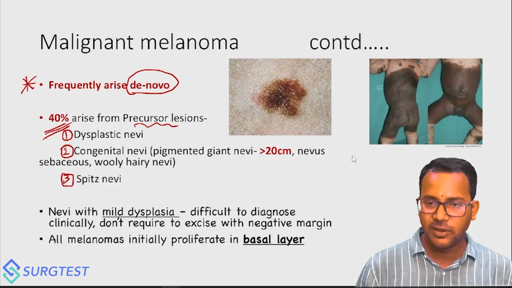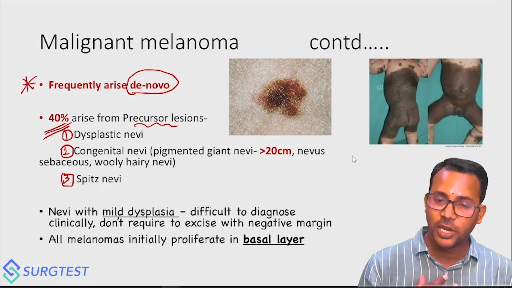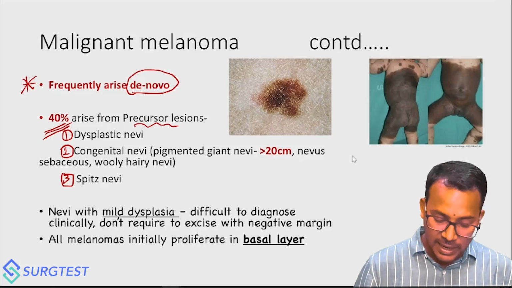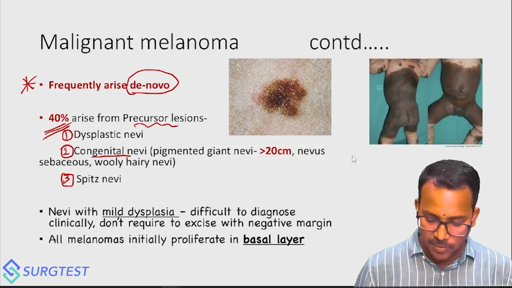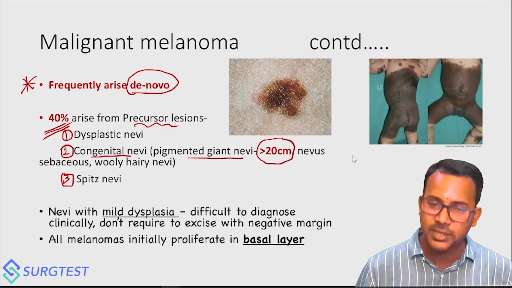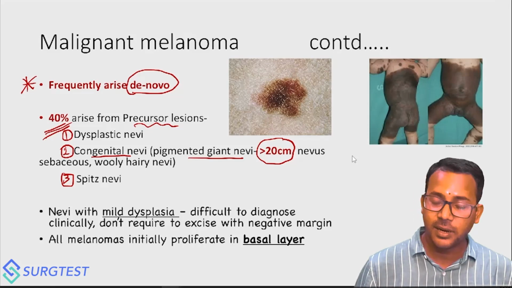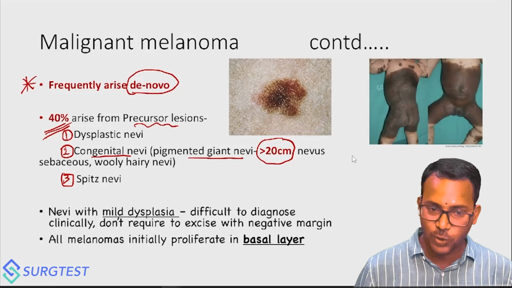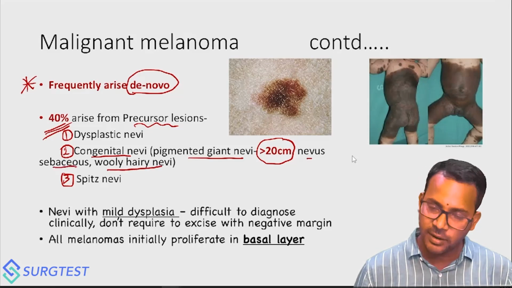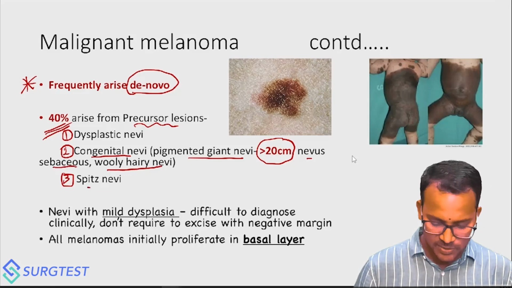Dysplastic nevi or common nevi, I've already told you, if they are more than 15 in number or more than 2 millimeters in size, they are of a higher risk. At the same time, congenital nevi, which are the pigmented giant nevi, the size of which is more than, let us say, 20 centimeters, are at risk of forming malignant melanoma. The other phenotypes associated with congenital nevi are nevus sebaceous and woolly hair nevi. The third most important precursor lesion is the Spitz nevi.